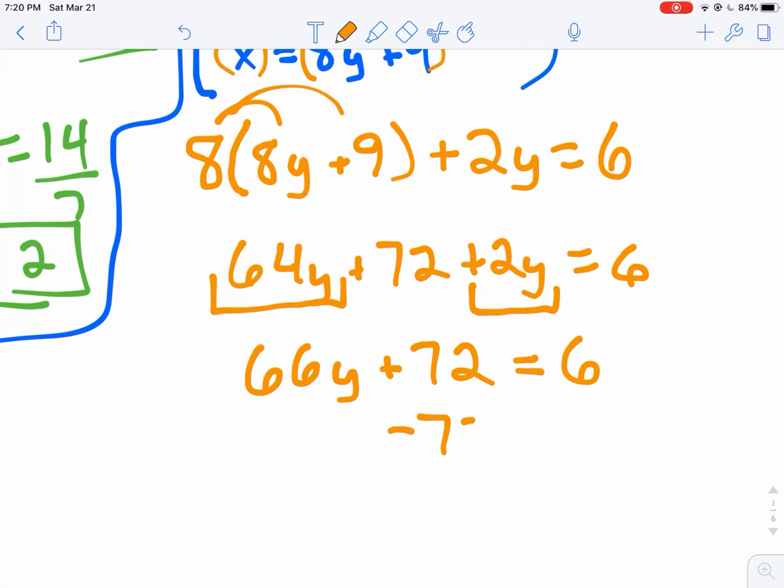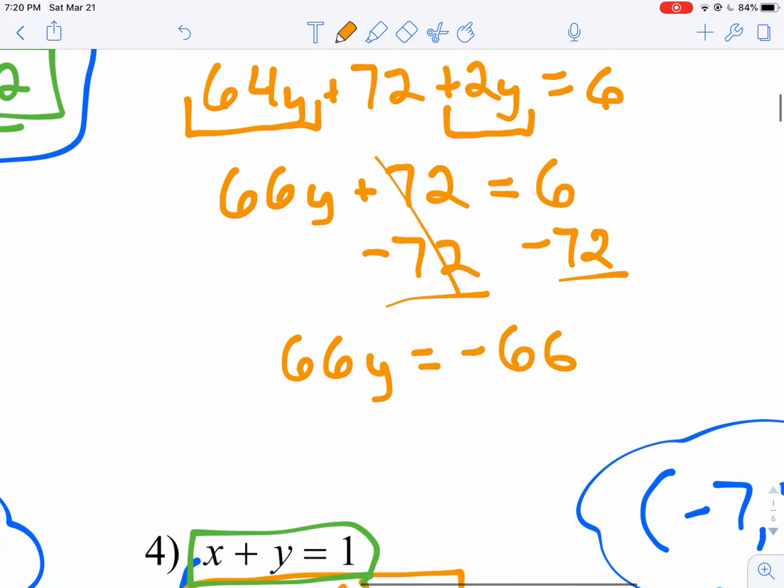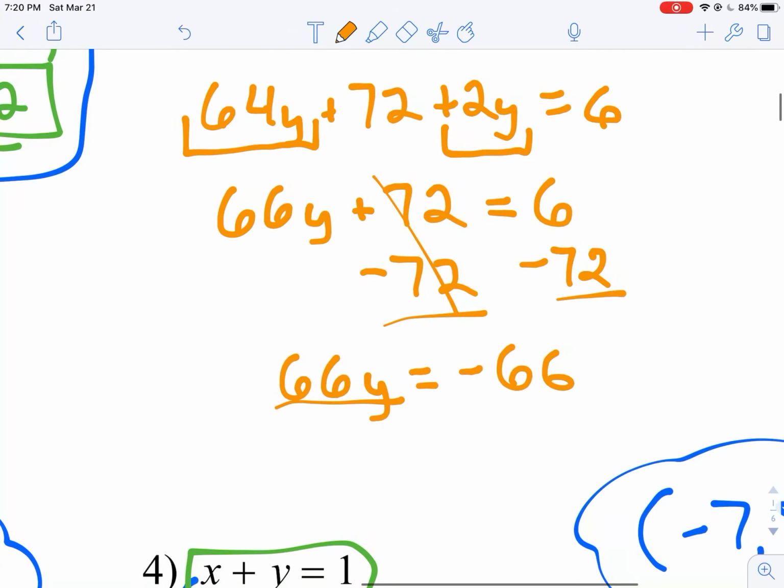Okay, I'm going to subtract 72 from both sides. There's my negative I was looking for. Okay, so then I drop down again. 66y equals, and that's going to be a negative 66. And then last step, as per usual, divide by 66 on both sides.